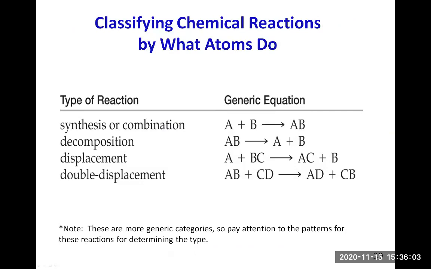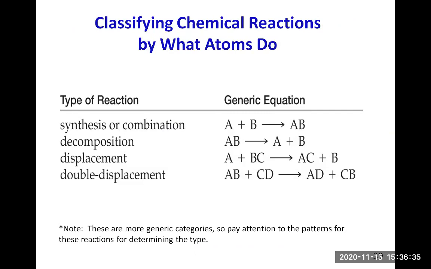So classifying chemical reactions by what atoms do. This summarizes the 4 kinds of ways to classify by what atoms do. There is the synthesis or combination, where you have 2 reactants and you're making only 1 product. There is the decomposition, where you are having 1 reactant only and breaking it apart into 2 or more products. So decomposition and synthesis are opposite processes.